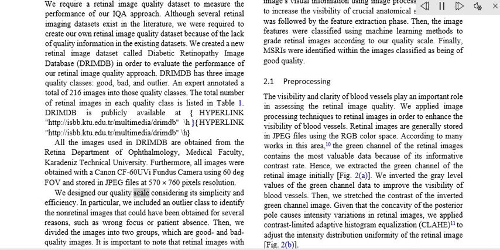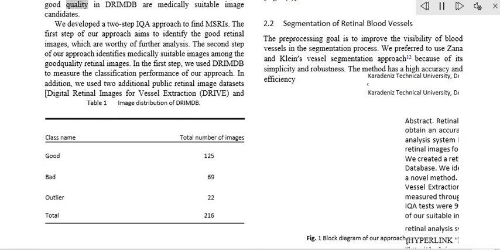We designed our quality scale, considering its simplicity and efficiency. In particular, we included an outlier class to identify the non-retinal images that could have been obtained for several reasons, such as wrong focus or patient absence. Then, we divided the images into two groups, which are good and bad quality images. It is important to note that retinal images with good quality in DRIMDB are medically suitable image candidates.